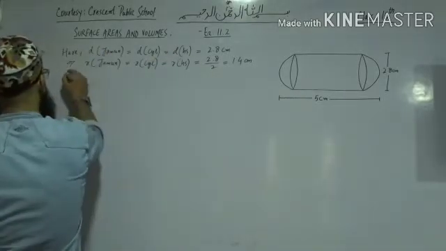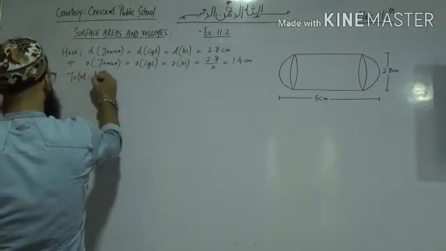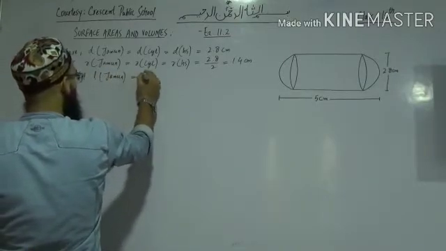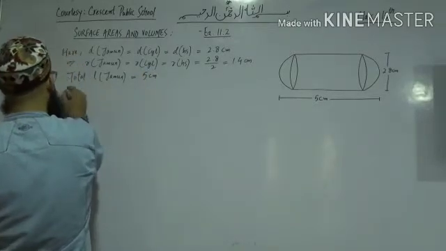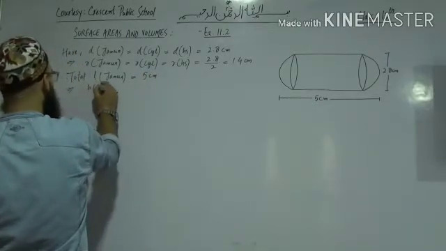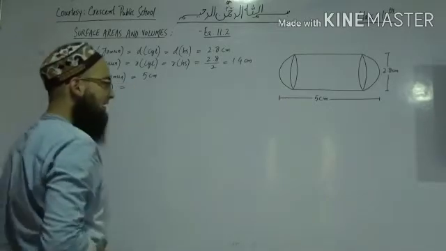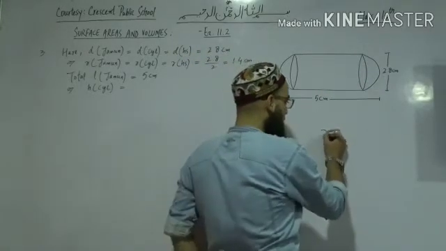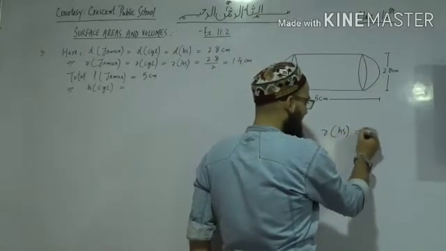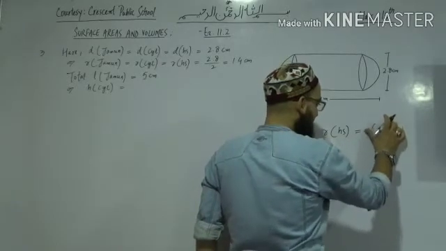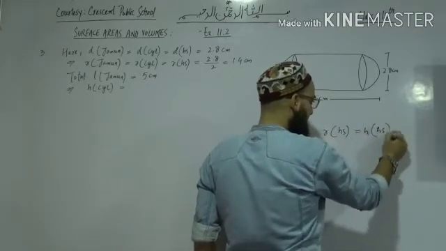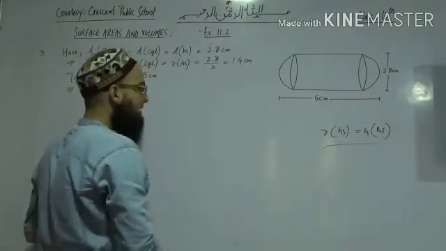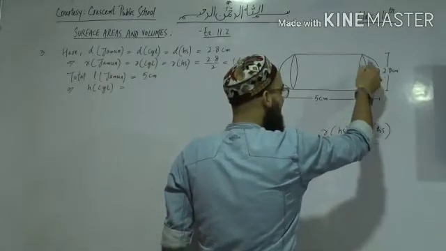Total length of the jamun, that is how much? 5 centimeter. This is the total length, which implies the height of the cylinder. Now you can easily find the height of the cylinder because, as I told you yesterday, the radius of a hemisphere is equal to the height of the hemisphere. Remember this point again. That means this height of the hemisphere will be equal to its radius.